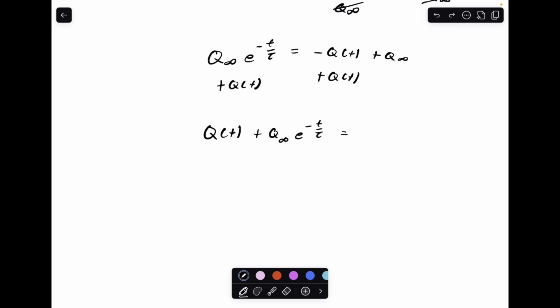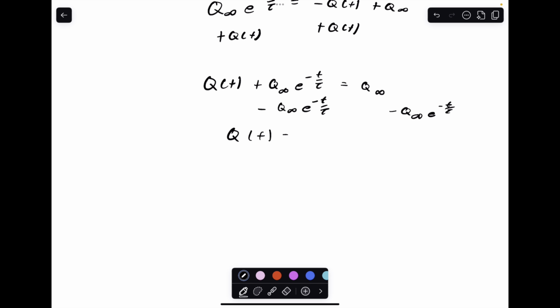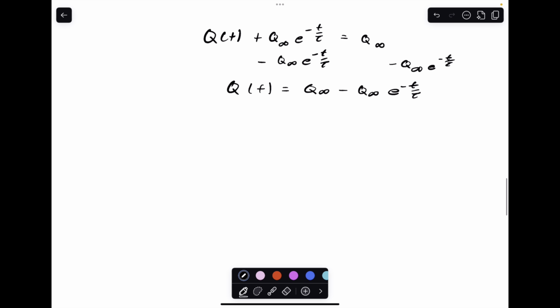And then on that right-hand side, we have q infinity left. And now I can subtract q infinity times e to the negative t over tau from both sides to get q of t by itself. And you'll see that q of t is equal to q infinity minus q infinity e to the negative t over tau. And then if we factor, we get q infinity times 1 minus e to the negative t over tau. And that's it.